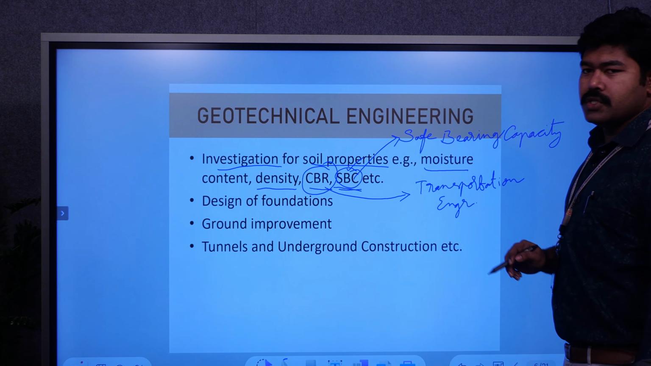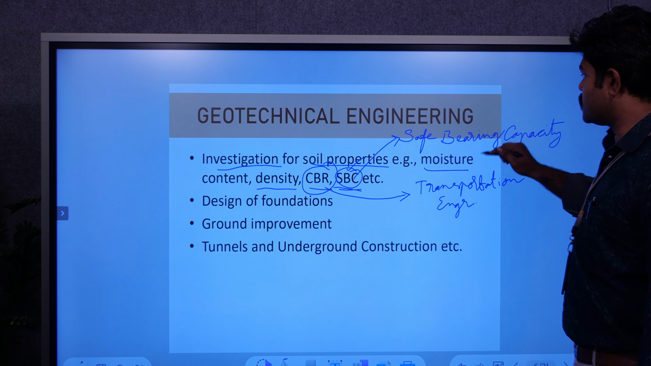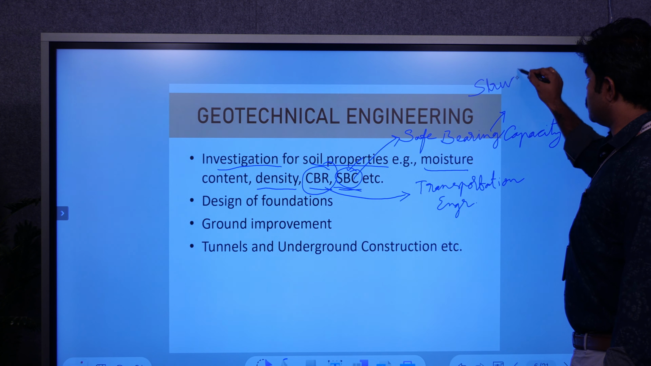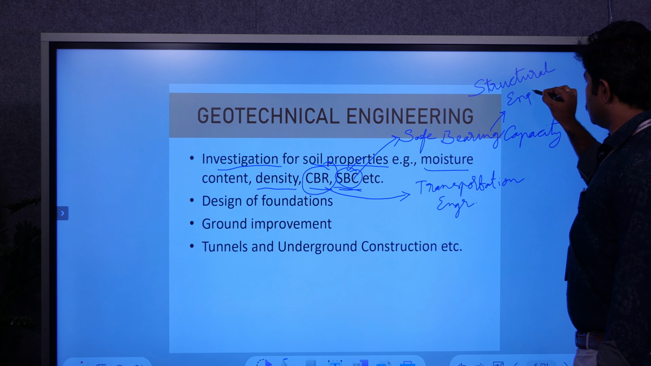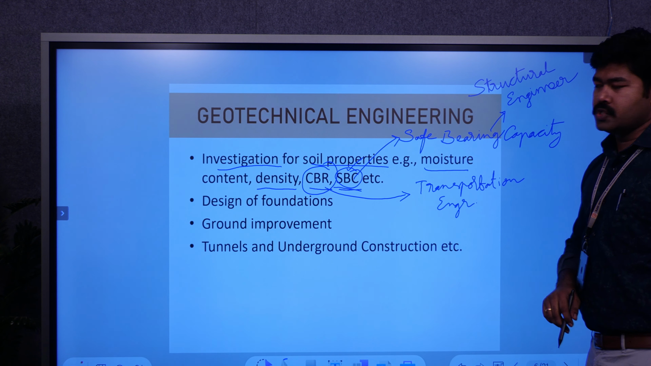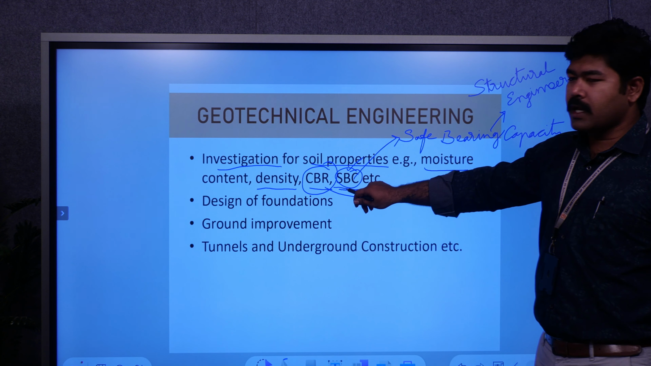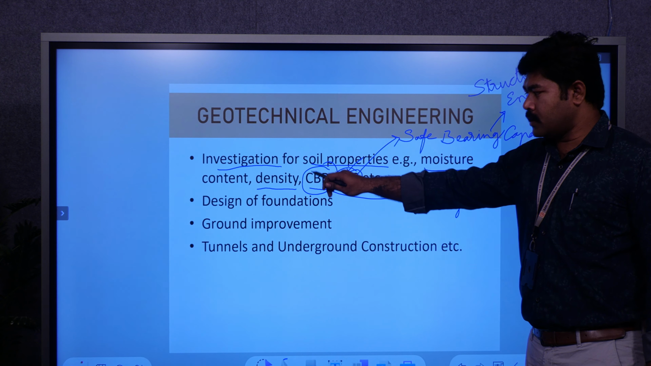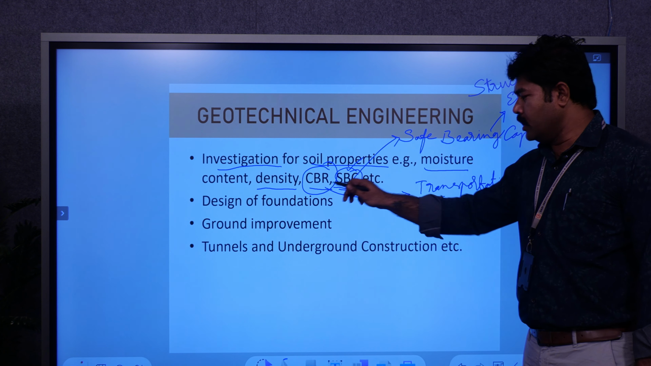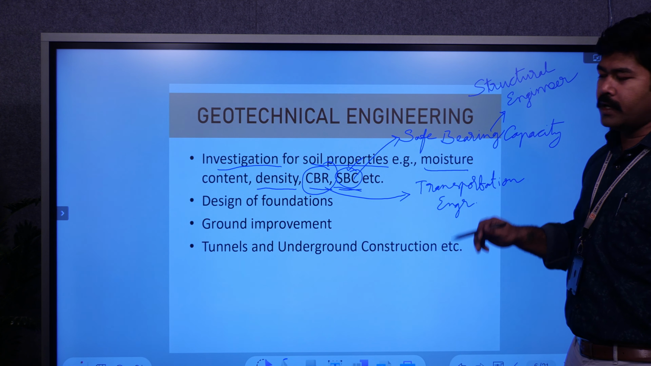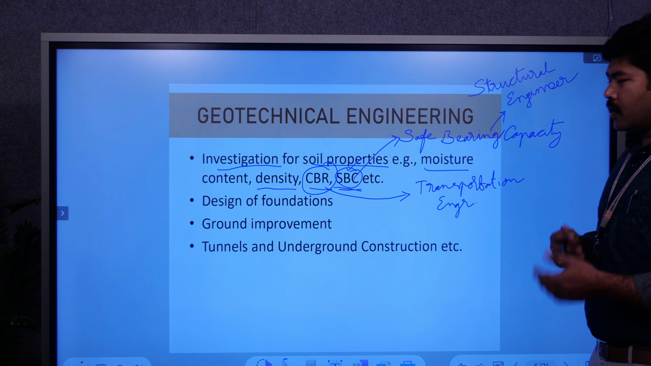The geotechnical engineer will provide the safe bearing capacity to the structural engineer. Now, the geotechnical engineer will provide the CBR value, California bearing ratio test, the California bearing ratio value of the soil, to the transportation engineer. With those properties of the soil, the transportation engineer will design the road layers.